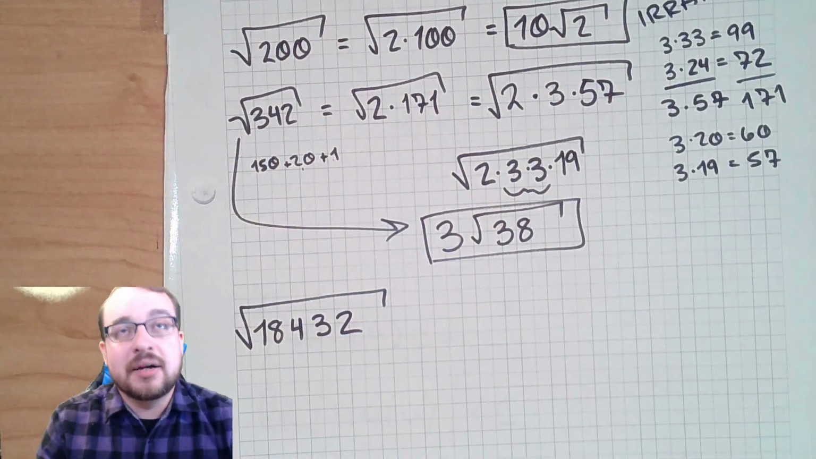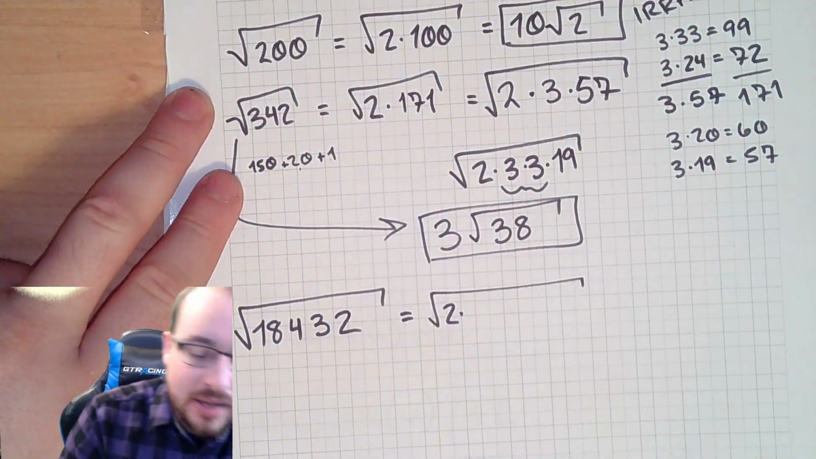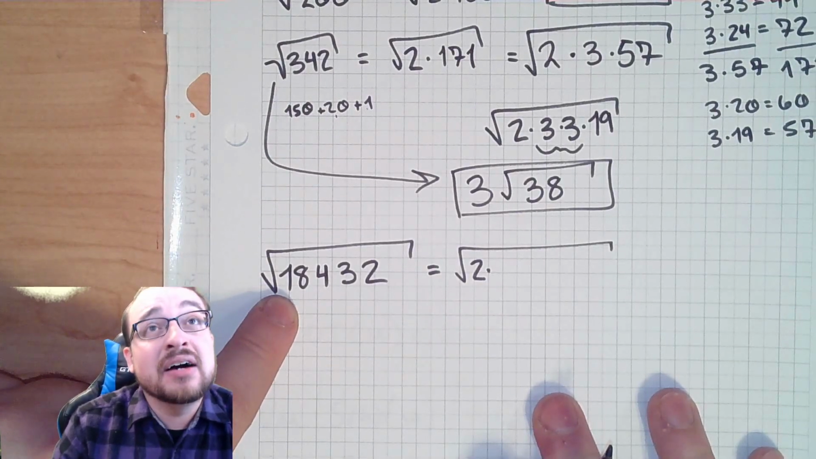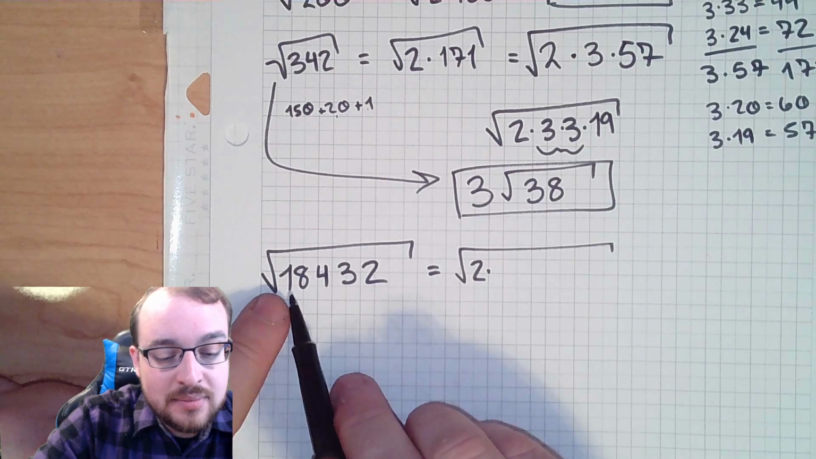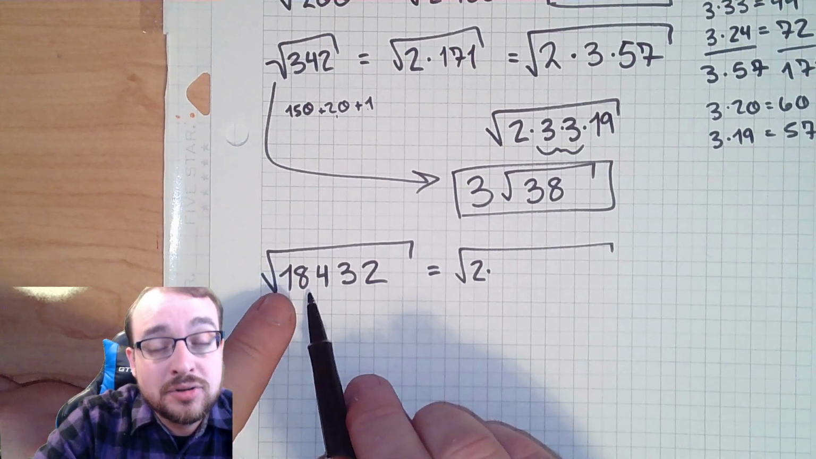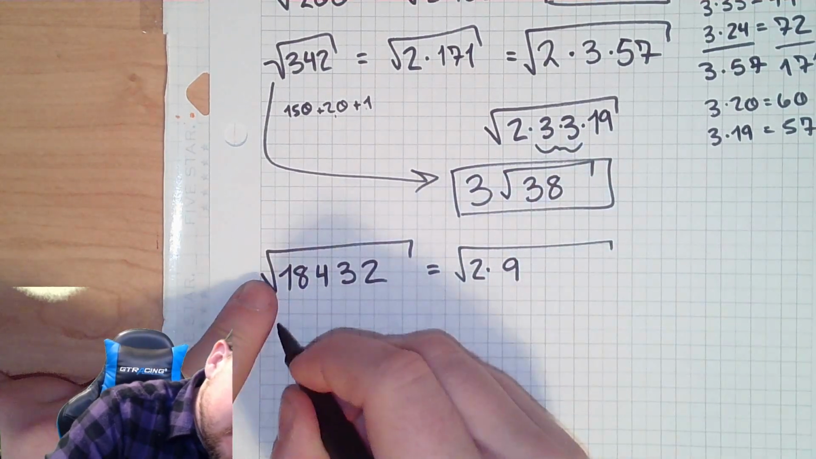18432, square root of that. Well, we know it's even because it ends in a 2. So I can write it as 2 times something. Now, instead of thinking about how many times it goes into 10,000, I'm going to go how many times it goes into 18,000. So 2 times 9,000 is 18,000.